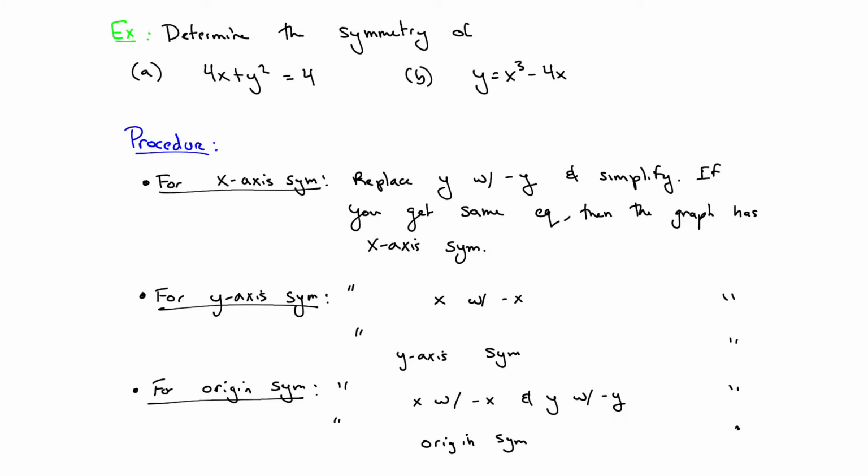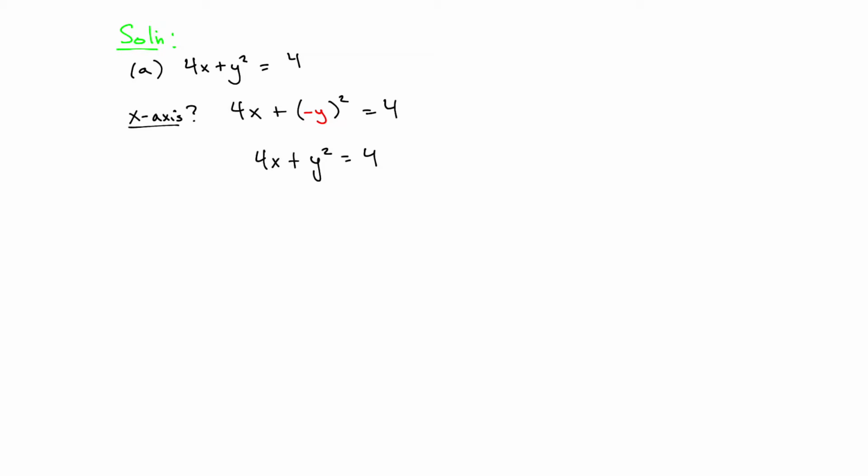So let's see what I mean. Let's get an example. Let's go to part A. Solution. Part A, we have 4x plus y squared equals 4. So let's try x-axis symmetry. For x-axis, you're going to replace y with negative y. So x stays the same, but y gets replaced with negative y, squared. And remember that the negative is on the inside of the parentheses. Don't put it on the outside. Because when you square negative y, you get 4x plus y squared equals 4. That's the same equation. So that means we have x-axis symmetry.